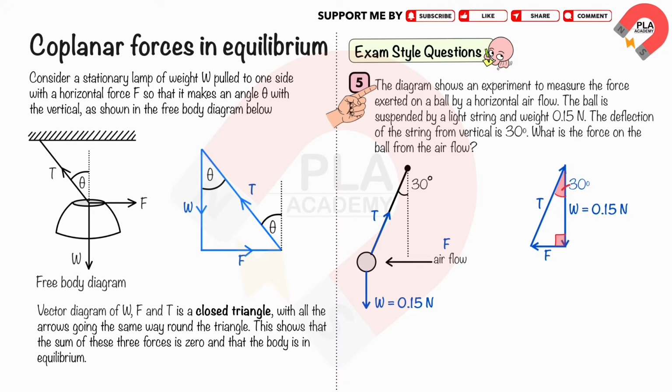We calculate the force F by the tangent ratio. So, tan 30 degrees equals F over 0.15. We solve: the force F equals 0.087 newtons to two significant figures.